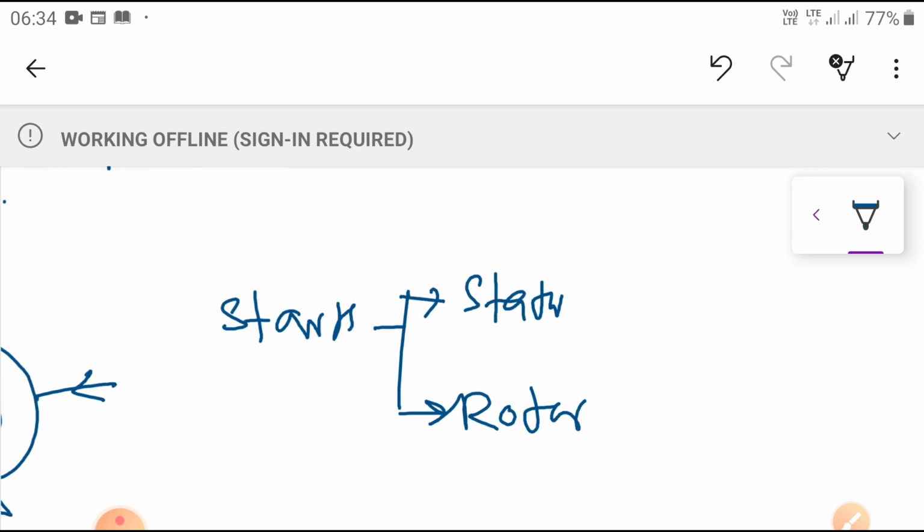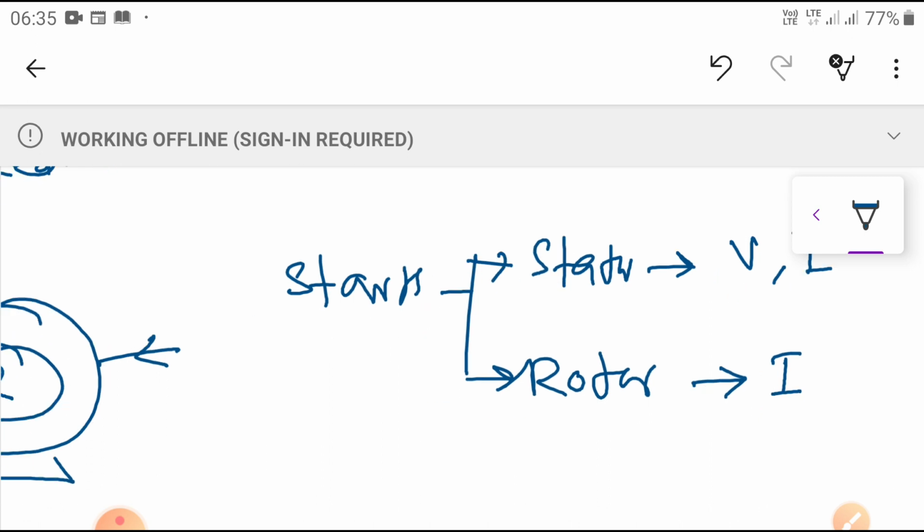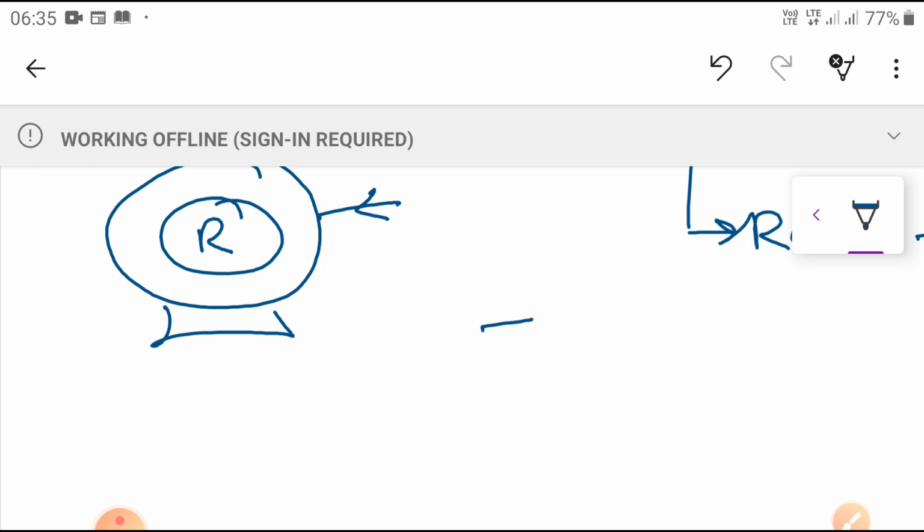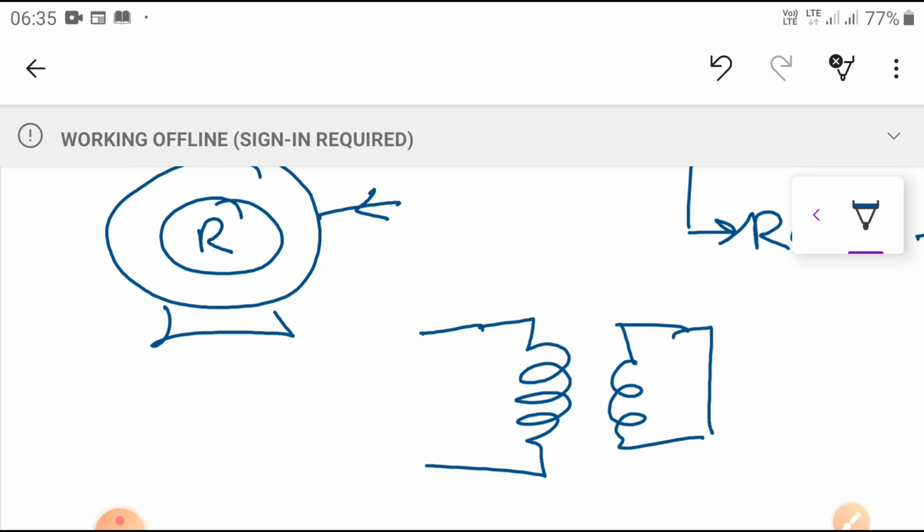So, on the stator side, I can limit the voltage and current, and here also I can limit the current. But on the rotor, it is possible to arrange something. What is happening here? This is the primary, this is the stator, and this is the rotor circuit representation. The rotor is short circuited in the case of the squirrel cage induction motor.